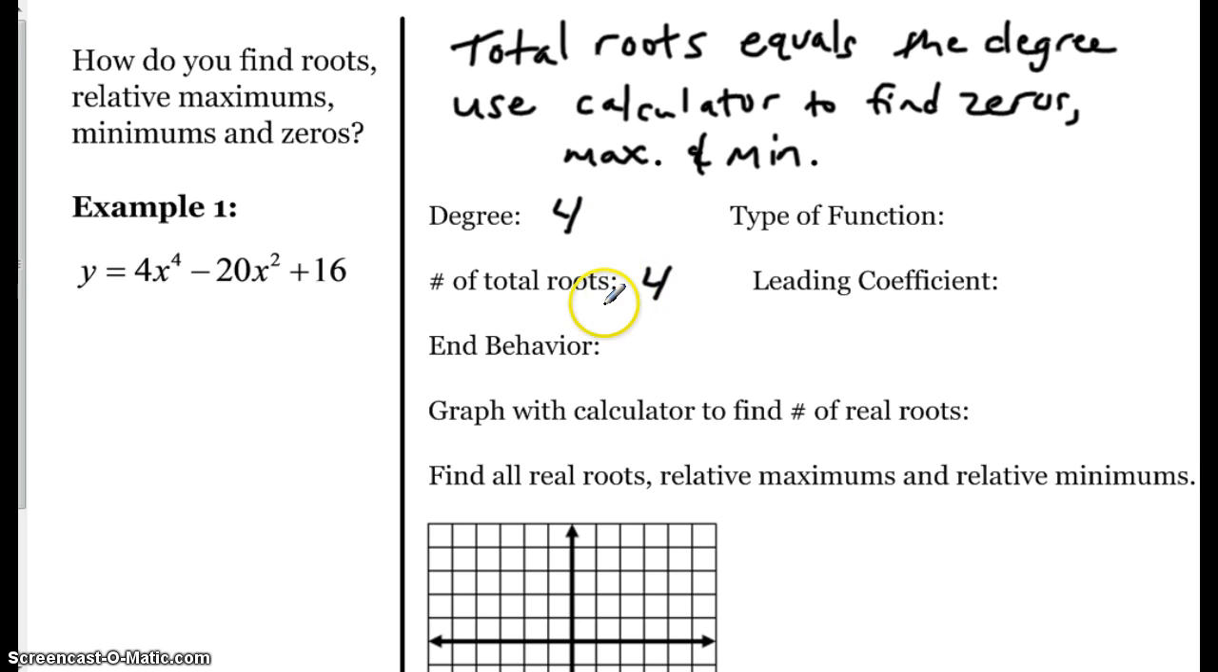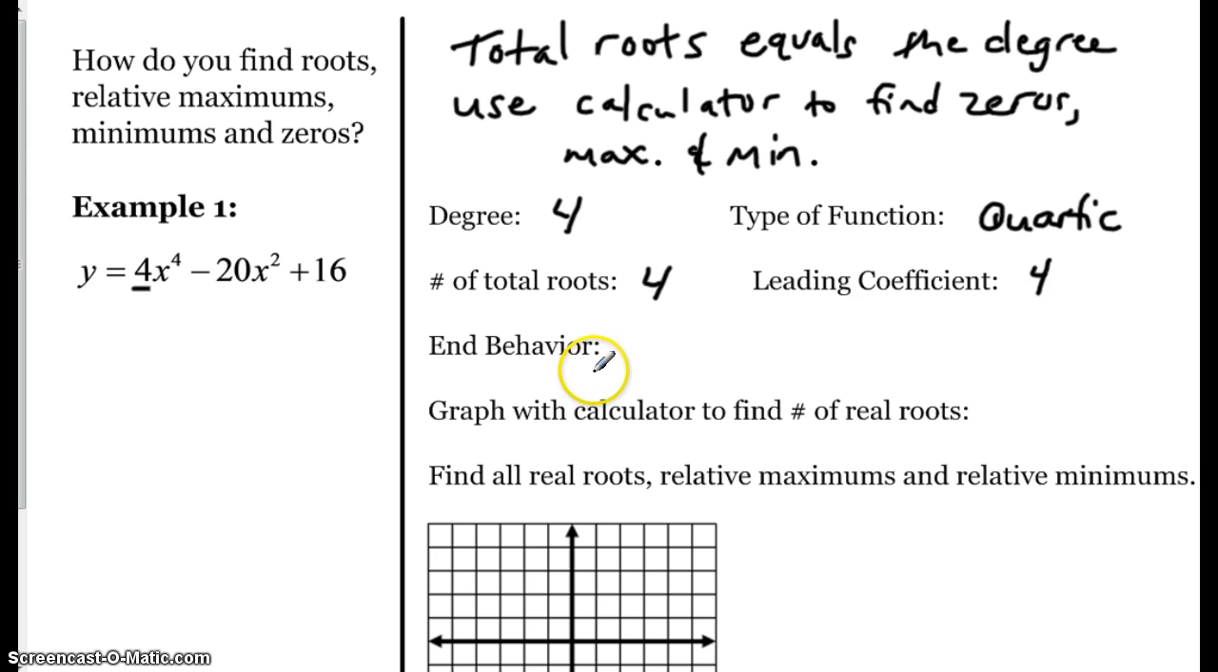Okay, now going back to last class and our notes, the type of function when the degree is a 4 is called a quartic. And you can think of the word quarter. That's the root quarter, quartic. Okay. Our leading coefficient, remember that is the number in front of the highest degree term. Our highest degree term again is the x to the 4th, and it turns out the number in front of x to the 4th is a 4. So it's just coincidence that this is also a 4.